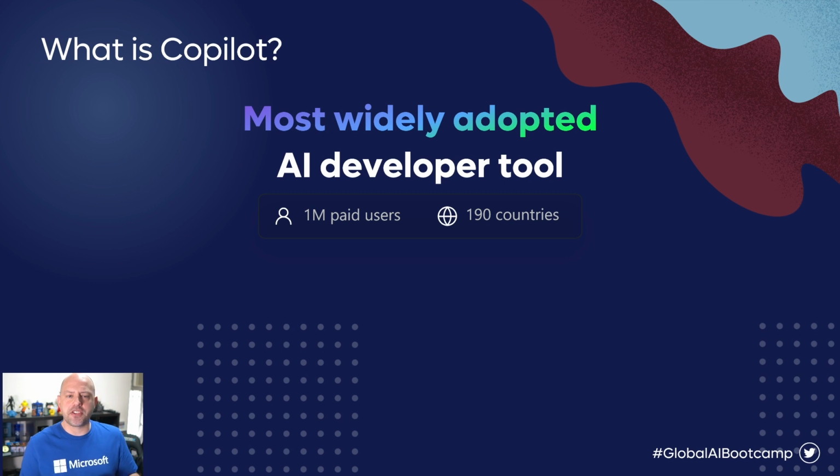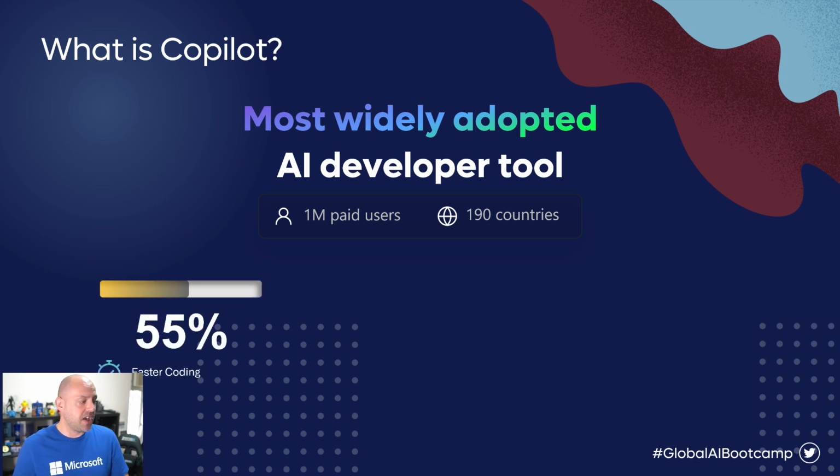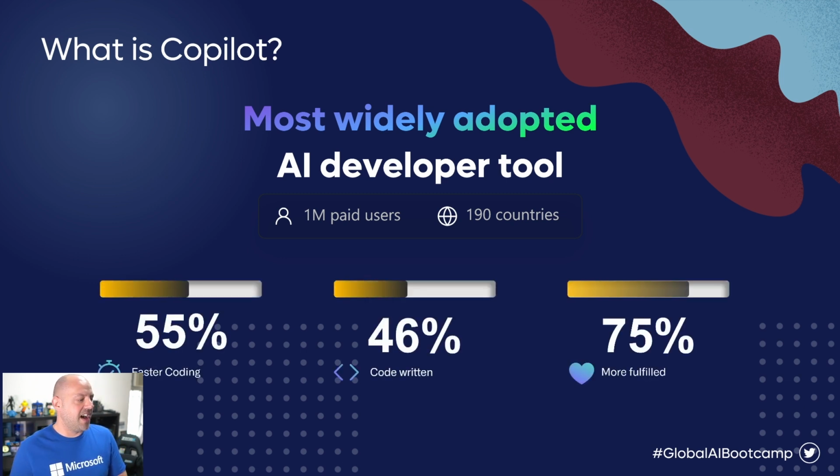Some of the features can be used for free. Some other features, as with most AI tooling, are a paid service. And apparently, as of last month, I believe, there were about 1 million paid users buying and using Copilot in over 190 countries. And again, this is the source of GitHub, they found that people using GitHub Copilot can be like 55% faster in coding.